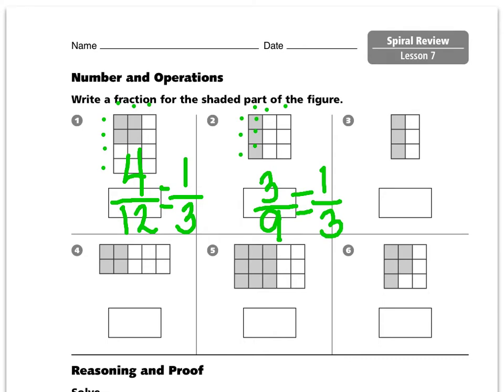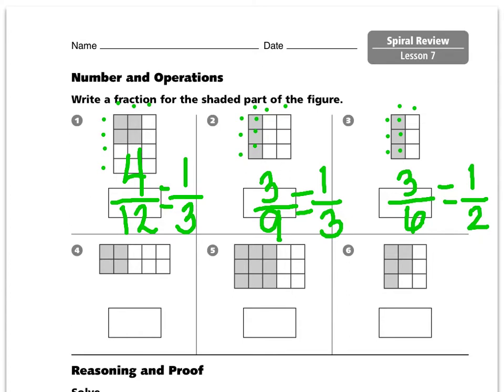Let's move on to number 3. Count the pieces that are shaded. 1, 2, 3. Out of how many there are? 1, 2, 3 times 1, 2. 3 times 2 is 6. But I know that 3/6 can be reduced. What goes into 3 and into 6 evenly? I know that 3 goes into 3 one time, and I know 3 goes into 6 2 times.